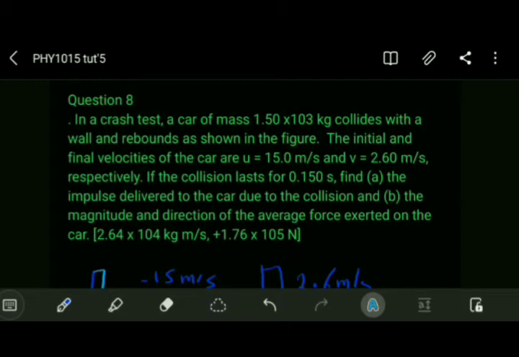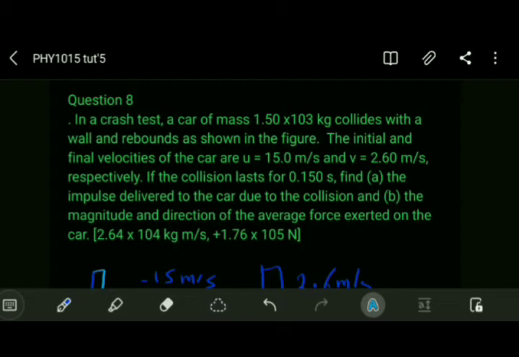Now the mass of the car is given, which is 1.5 times 10 to the power 3 kilograms, and it is traveling at an initial speed of 15 meters per second. Then after bouncing back, the rebound speed is 2.6 meters per second, and the collision only lasts for about 0.150 seconds. Now they want us to find (A) the impulse delivered to the car due to the collision, and (B) the magnitude and direction of the average force.